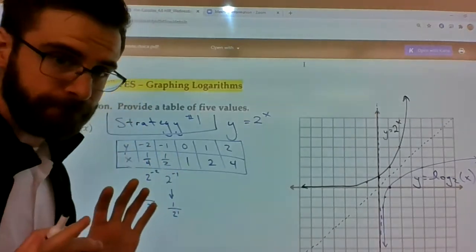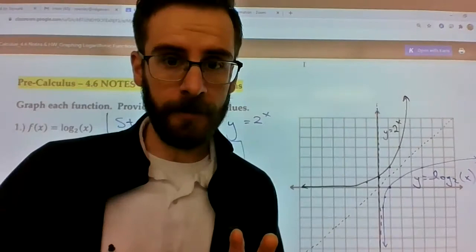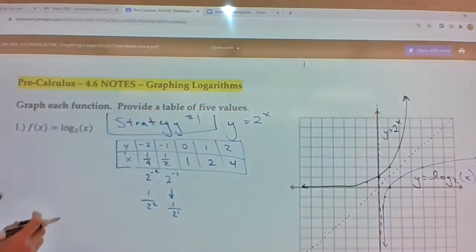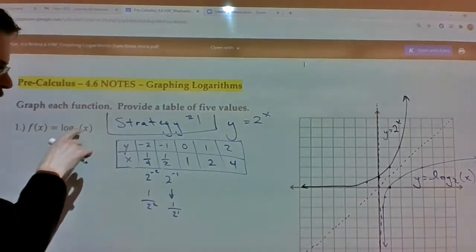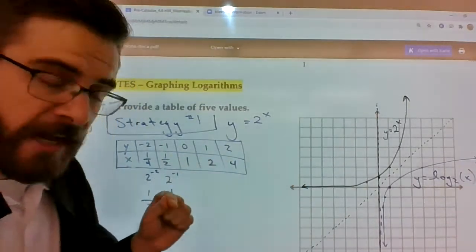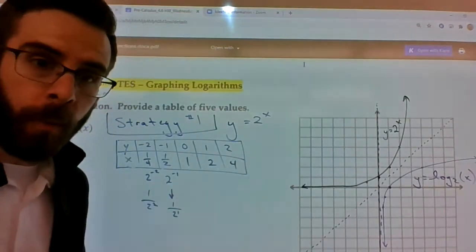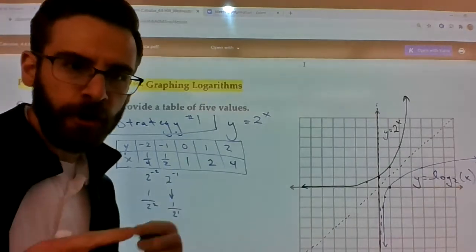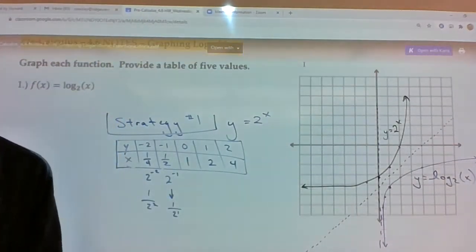Now, I'm going to say this much. It's not always that simple, okay? Like this was a straight up cookie cutter white bread log base 2 of x. There was no horizontal shift. There was no vertical shift. There was no horizontal reflection. There was no vertical reflection. What happens when we get those pieces in a log function? I'm glad you asked.